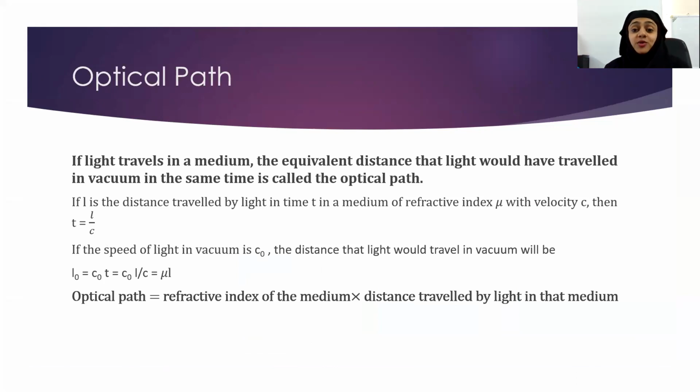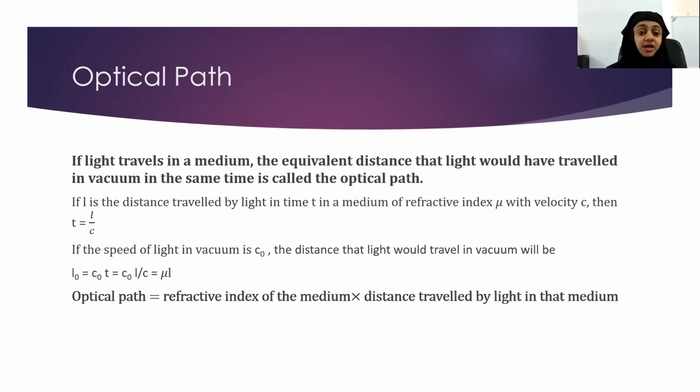Vacuum. What is the value? 3 into 10 raised to 8 meter per second. So light has maximum velocity when it travels through vacuum or air, and it is 3 into 10 raised to 8 meter per second. Suppose light is traveling through glass. What about its velocity? Will it be more or less?